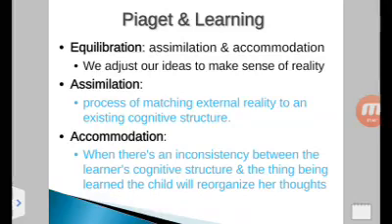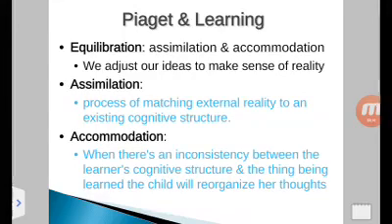The first one, equilibration, is the assimilation and accommodation of information. In this kind of learning, we adjust our ideas to make sense of reality. According to him, there are two states of learning, two states of life: equilibrium and disequilibrium. It is in this disequilibrium that people begin to think, begin to know something, begin to question a lot of things, and that's the start of learning.